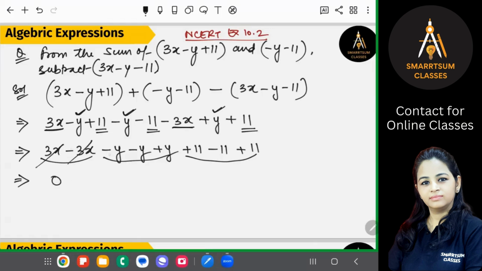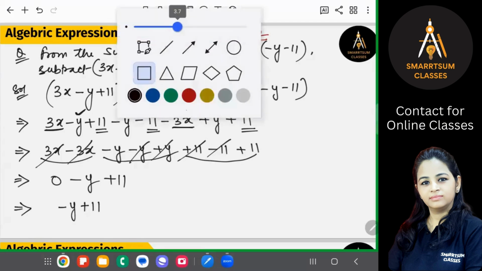Okay. Now minus y plus y, right? So one y is negative, one y is positive, so we can cancel them. So what is left now? Minus y. So we can write it here. Now plus 11, minus 11, plus 11. So one pair of plus and minus 11 we can cut with opposite sign. So now what are we left with? Plus 11. So what is our final answer? Minus y plus 11.